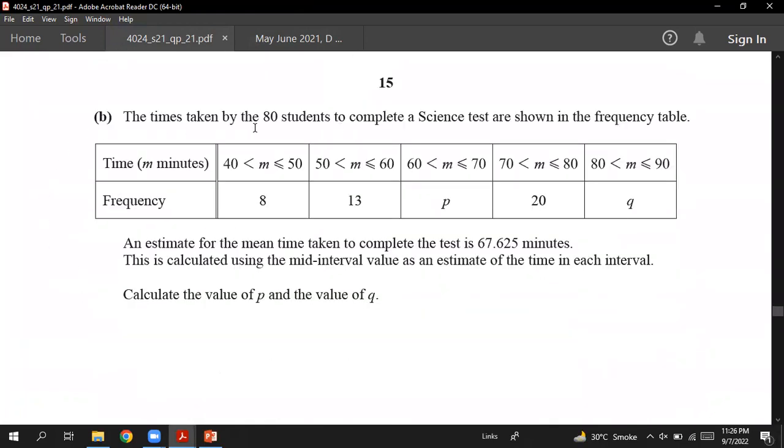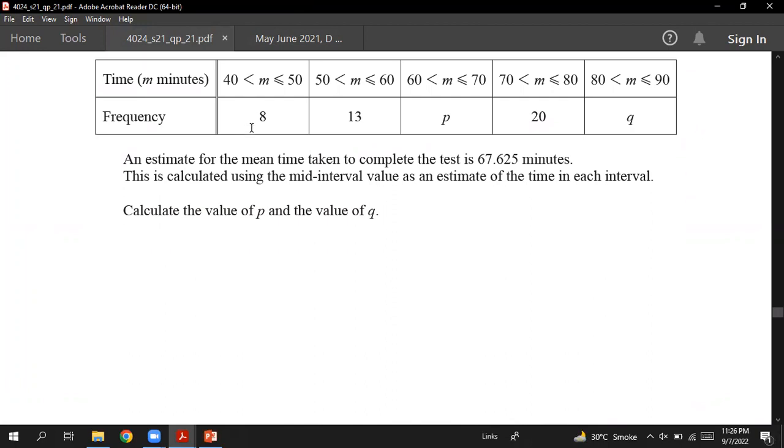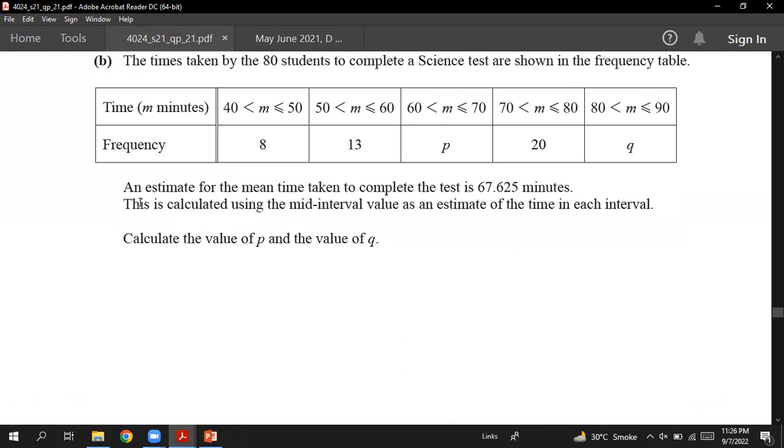Then he says the times taken by the 80 students to complete a science test are shown in the frequency table. So here you have a frequency table. He says an estimate for the mean time taken to complete the test is 67.625 minutes. And this is calculated using the mid-interval values as an estimate of the time in each interval. Calculate the values of P and Q.